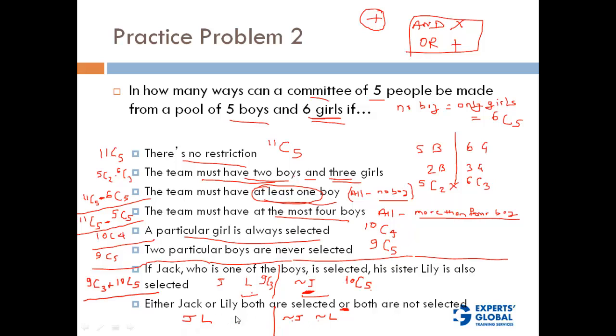So if Jack and Lily both are selected, I have 3 seats to fill out of 9 people. Correct? If Jack is not selected and Lily is not selected, I still have 9 people, but I have to select 5 people out of that. So it is going to be 9C3 plus 9C5.